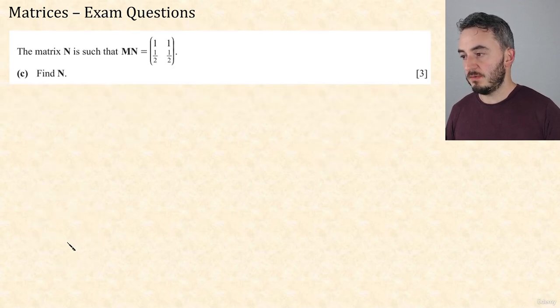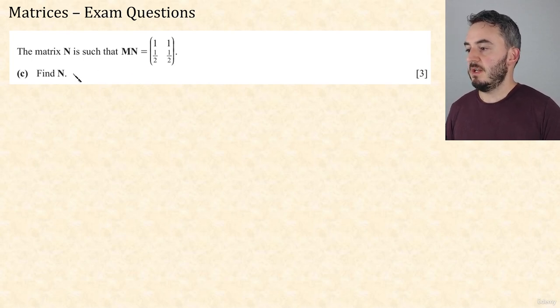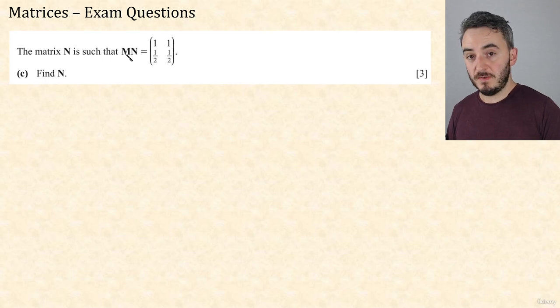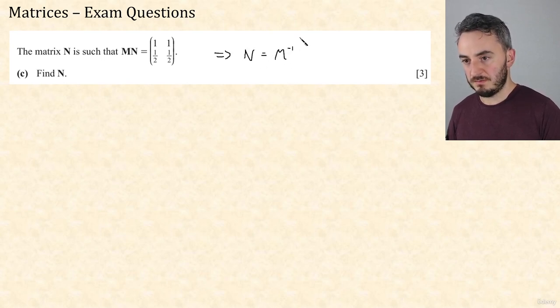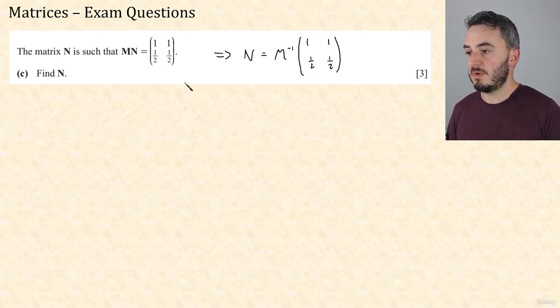Okay, on to part C. The matrix N is such that MN is that. Okay, we need to find N. So to do that, we're going to have to find the inverse of M and then left multiply both sides by that, because this implies that N is M inverse times 1, 1, a half, a half. So I just need to figure out what M inverse is.